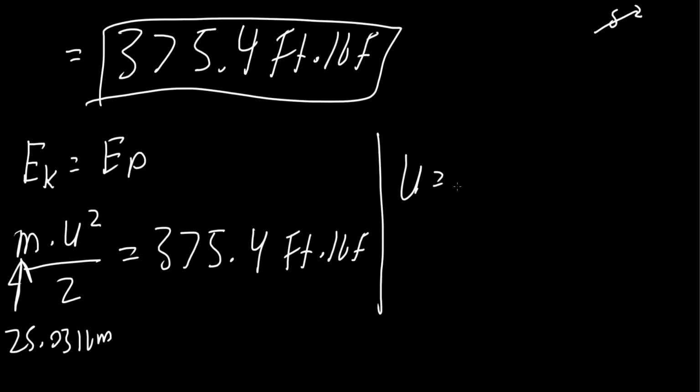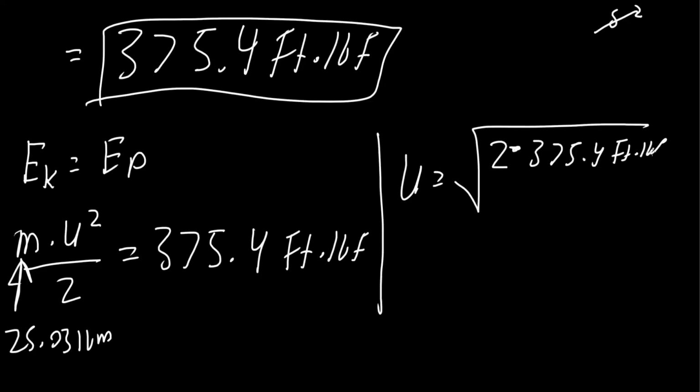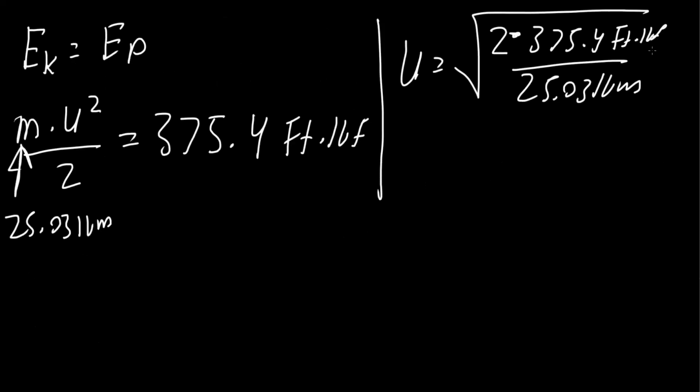So U would equal the square root of 2, this 2 right here, times 375.4 feet times pound force divided by 25.03 pound mass. But now our units are also very weird, because for velocity we want something like feet per second, right? But here we have feet times pound force divided by pound mass. So we need to apply a conversion factor. And so let's do that.